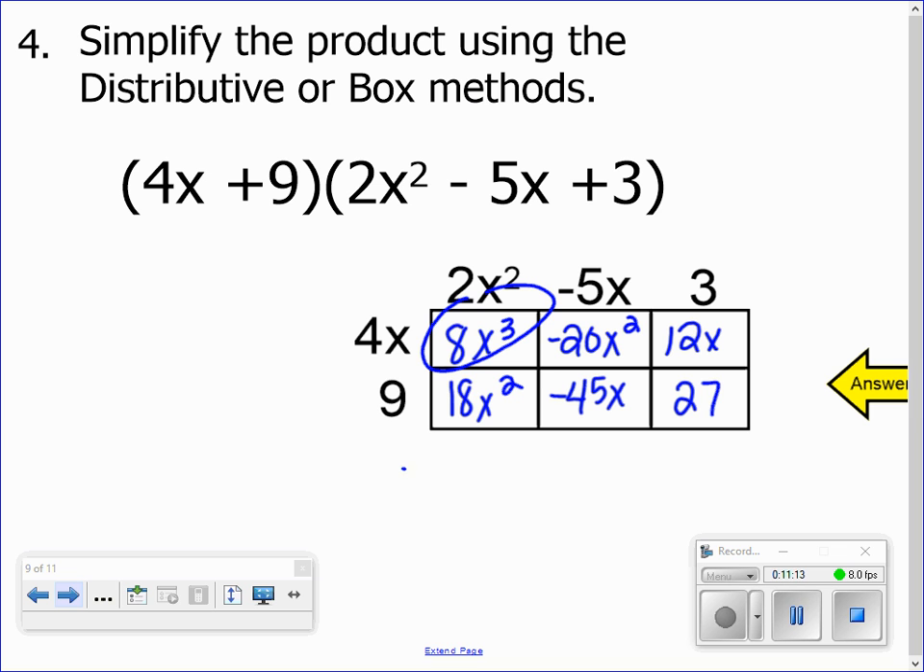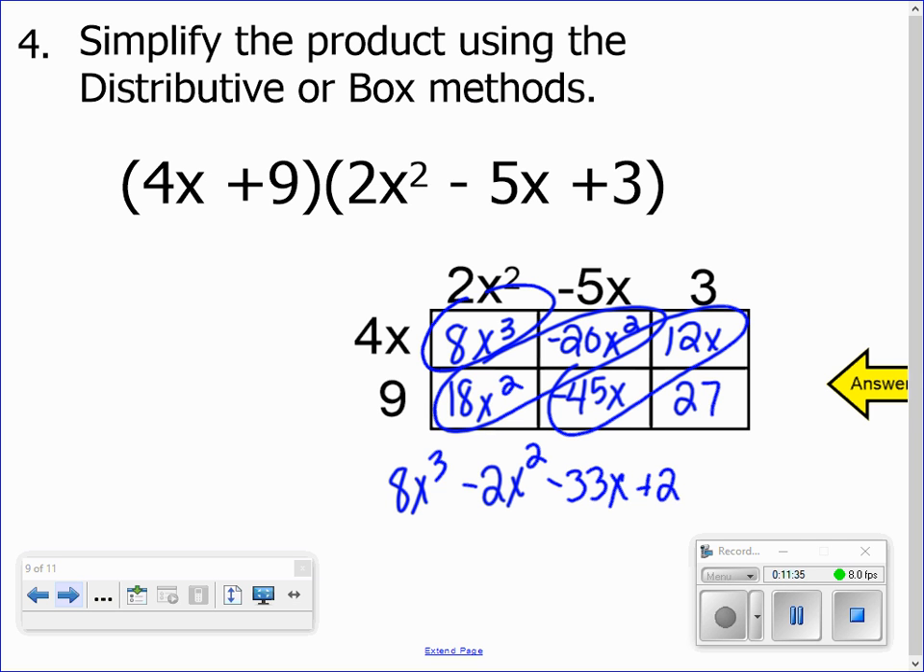8x cubed is by itself. My x squareds can be combined. 18 minus 20 is negative 2, so negative 2x squared. Negative 45, positive 12, this would be negative 33x, and then plus 27. So again, the box method helps us easily organize this information.